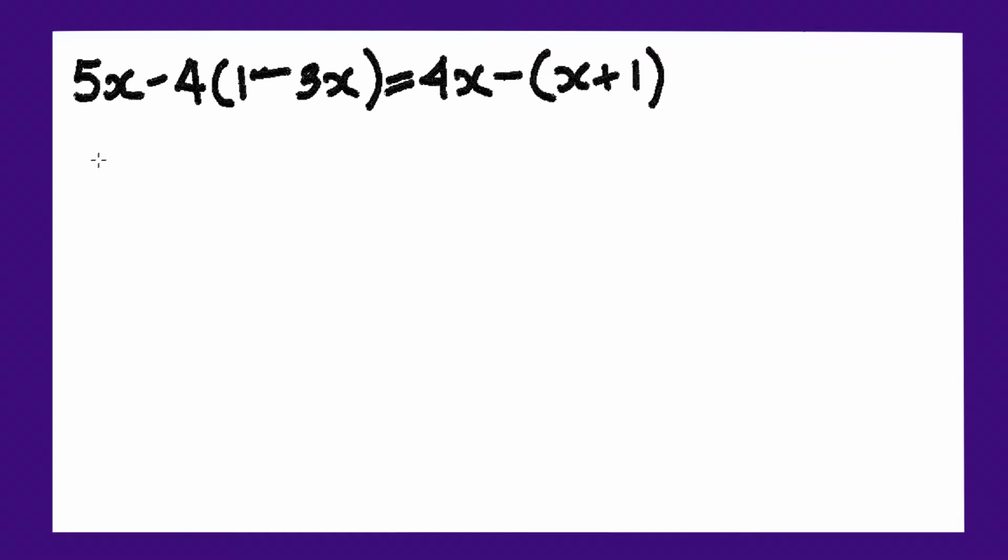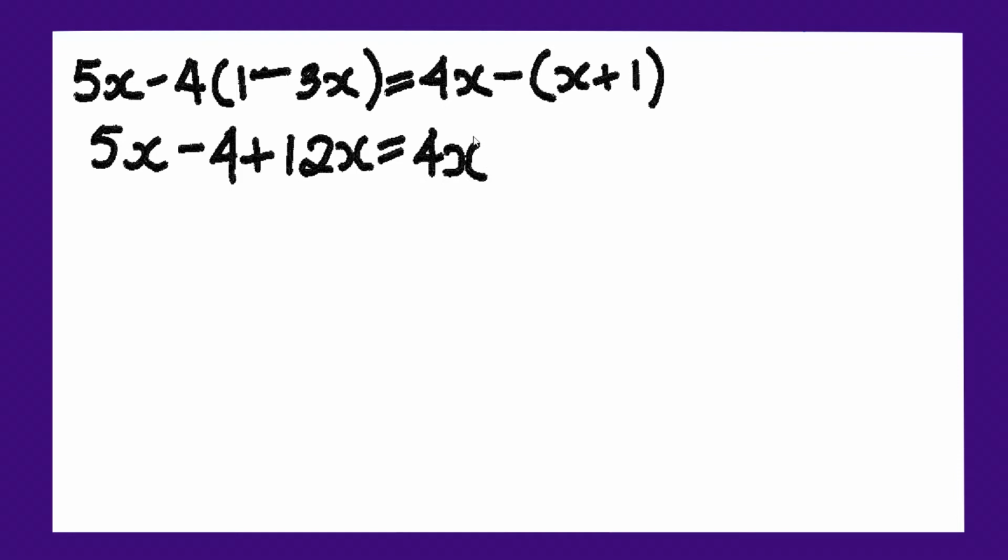Walk me through. So in order to do this question, we're going to use the distributive law to expand. So we have 5x, and we're going to multiply negative 4 by 1. Remember that the negative sign in front of 4 belongs to 4, so it's not just 4, it's negative 4. So negative 4 multiplied by 1 gives us negative 4. Negative 4 multiplied by negative 3x gives us positive 12x. And that is equal to 4x.